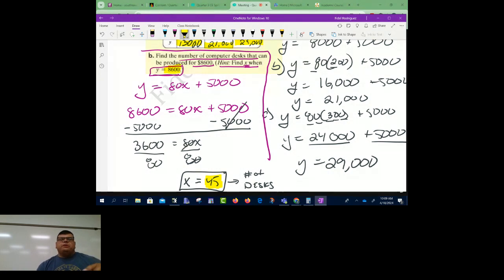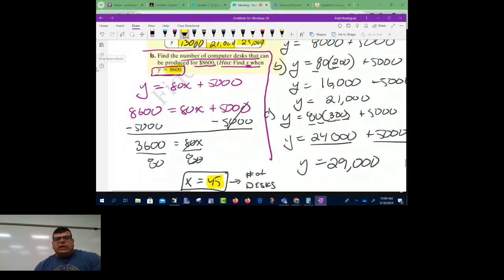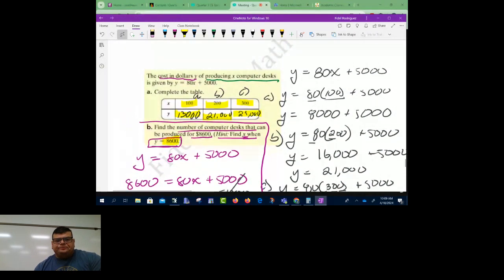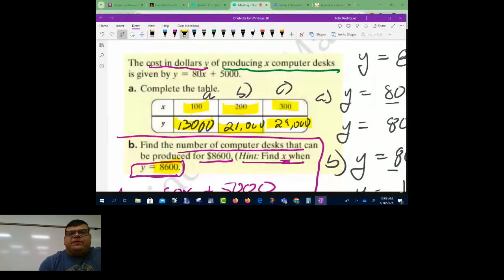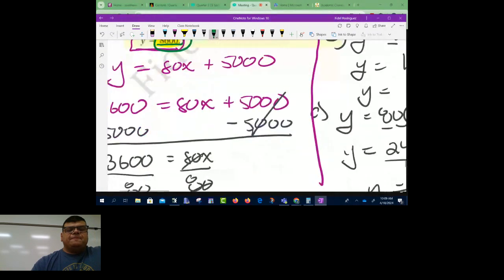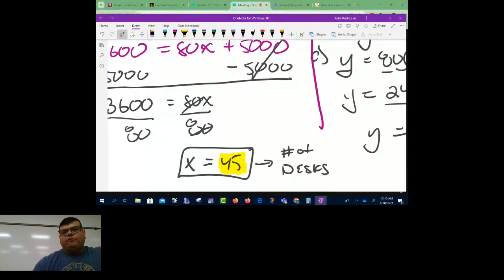Okay, so to put everything together, y'all, I'm going to look at the part A that we did right here. Remember what this said? If we were going to make 100 desks, it was going to cost us $13,000. Well, now we have less money. We only have $8,600. So if 100 desks cost $13,000, then when I have $8,600, the number of desks I should make should be less than 100. And we came up with 45, right?